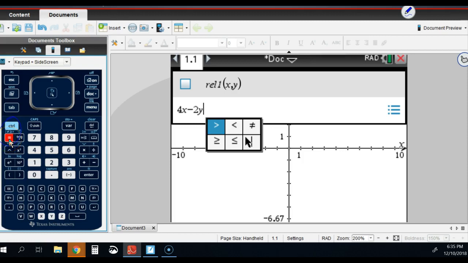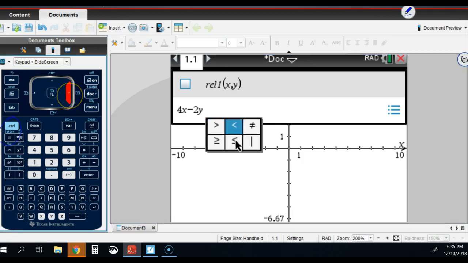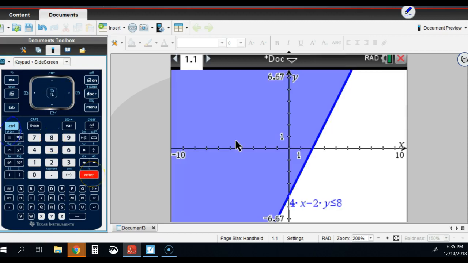Control equals is going to give you your options. It was less than or equal to. Less than or equal to. Oh, shoot. Come on. There we go. 8. Hit enter, and it gives us our graph. So, depending on how the question is worded, that could give you your answer, or it could help check your answer. Use that however you see fit.